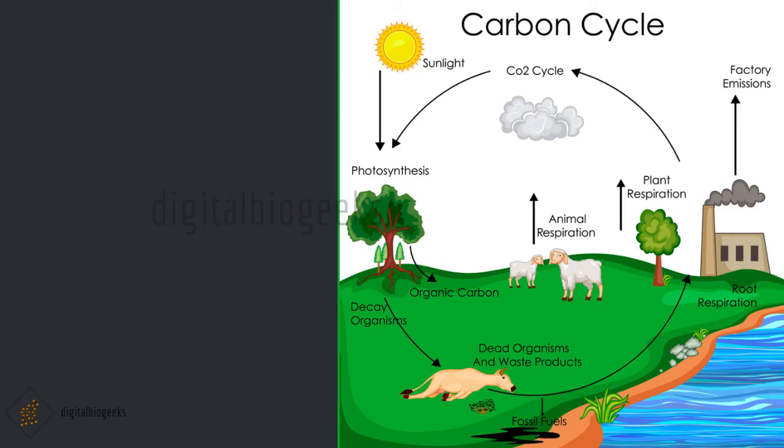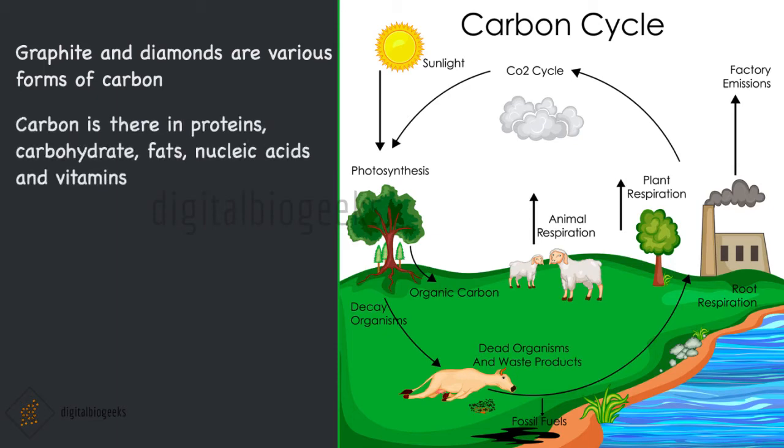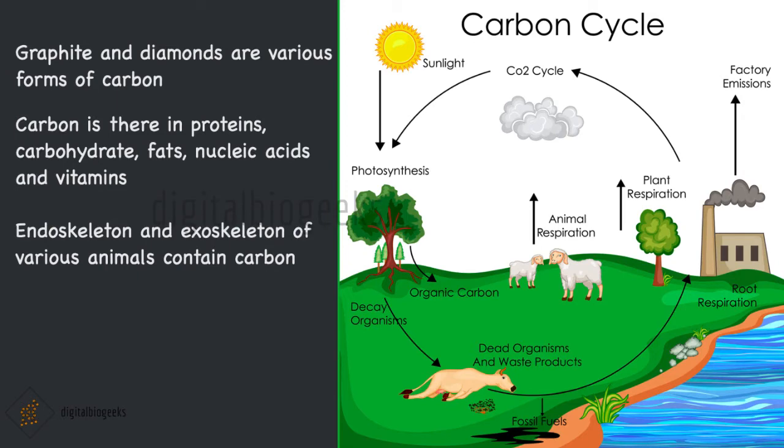Carbon is found in different forms. Carbon dioxide is present in the atmosphere. Graphite and diamonds are various forms of carbon. All life forms have carbon containing compounds like proteins, carbohydrates, fats, nucleic acids, and vitamins. The endoskeleton of various animals contains carbon. Most of the exoskeleton of aquatic animals is made up of calcium carbonate which contains carbon. Rocks contain carbon in the form of limestone.